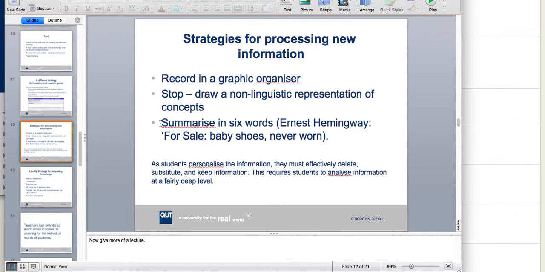And quite a challenging strategy, you might use this more so in your senior year levels. Ask them to summarise what they've read in 6 words. Ernest Hemingway famously wrote, "For sale, baby shoes never worn," and that summed up his text.